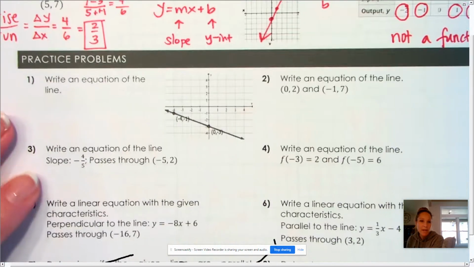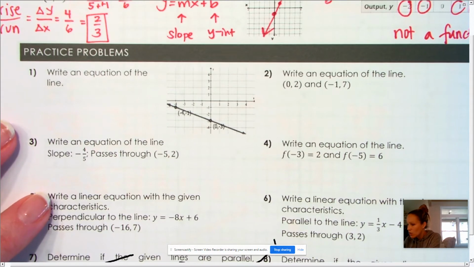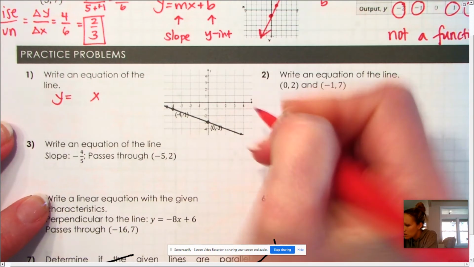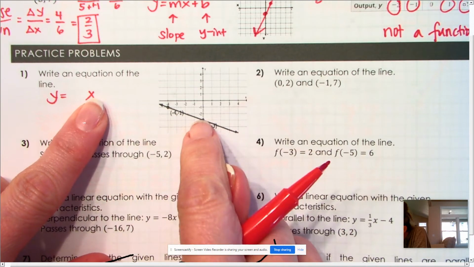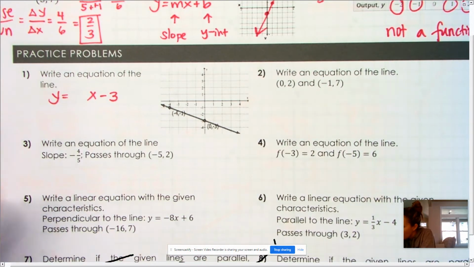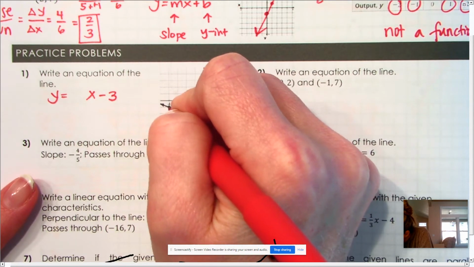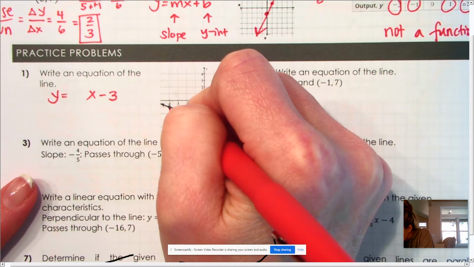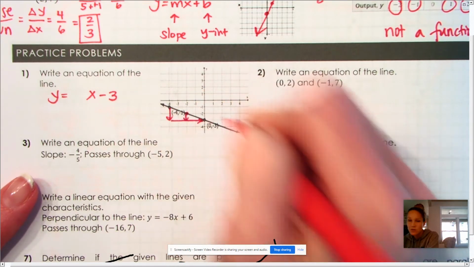Okay, so we're going to go ahead and look at the practice problems. This one says write an equation of the line. Well, I know I have y = mx + b. Well, b, where I began, is -3, so I'm going to put a -3 at the end. That's where I begin. And then my slope tells me to go down by 2 over by 4, or you can even cut it in half, down by 1 over by 2.